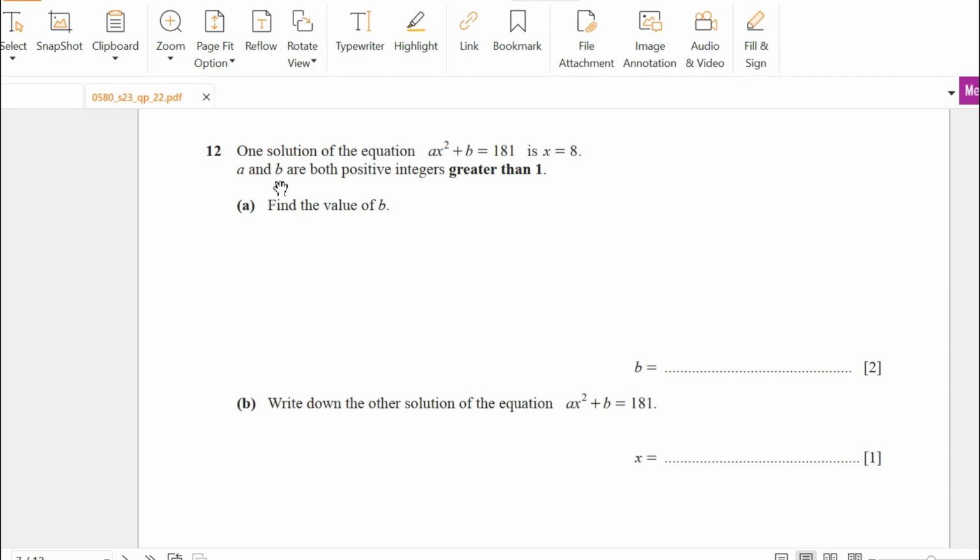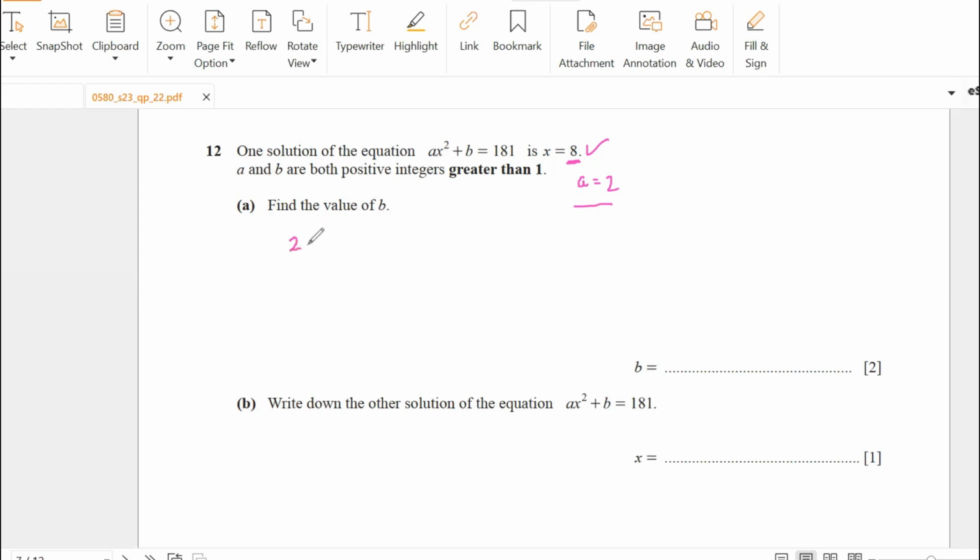In question number 12, one solution of the equation ax squared plus b equals 181 is x equals 8. A and b are both positive integers greater than 1. Integers are basically positive and negative values, but here they say greater than 1, so we will think about 2. Let's suppose x is 8, and I'm supposing that a is 2. Then what is the value of b?